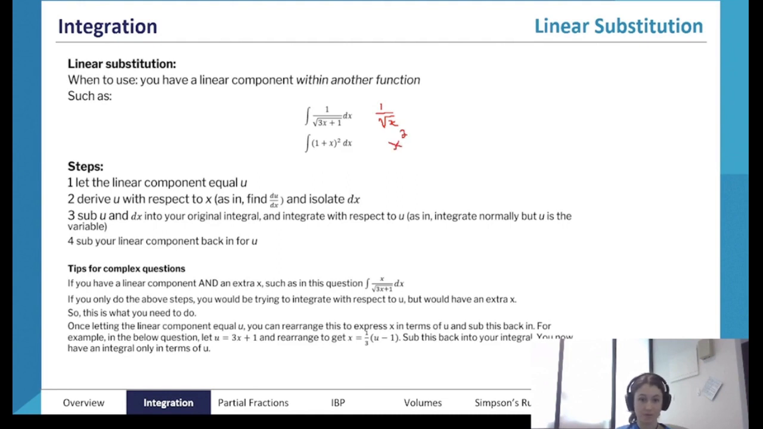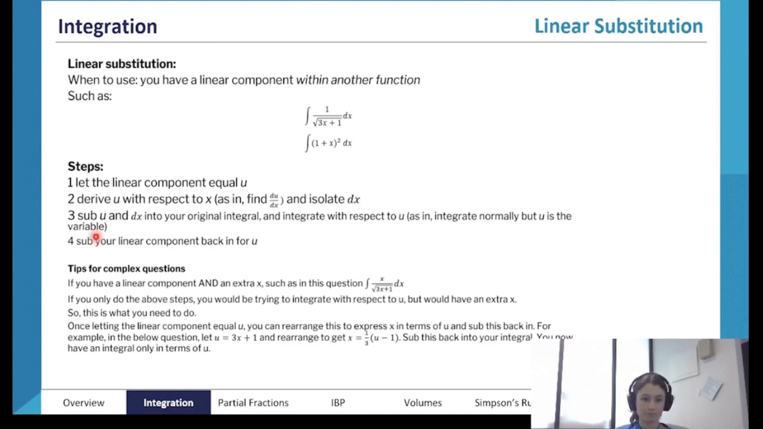So my point here is that if you've been asked to find the integral of a function, and within that function, instead of just having an x, you have a linear component, it means you need to use linear substitution.